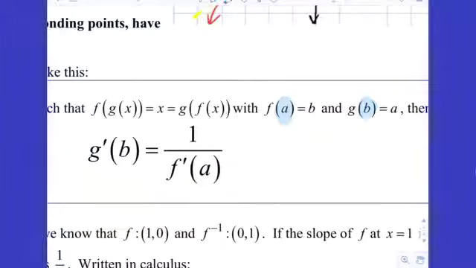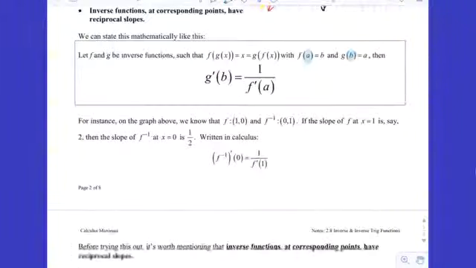All right? At corresponding inputs, their derivatives are inverse or reciprocals of each other, because derivative is now interchangeable with the word slope. So inverse functions at corresponding inputs have reciprocal derivatives. Same thing, right? Mathematical synonyms. Okay, why is that important? Let's see.